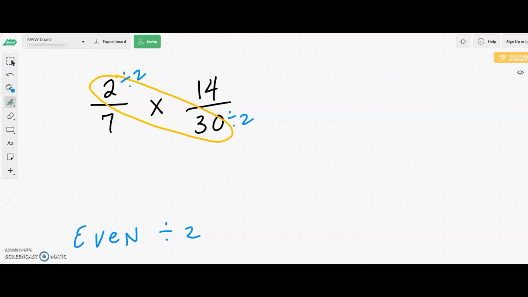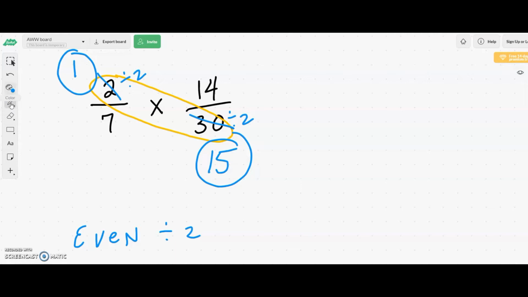So let me look at it. Let's divide 2 by 2. 2 divided by 2 is 1. 30 divided by 2 is 15. And those are your new numbers. Smaller numbers are better, especially when it comes to multiplying or dividing numbers.